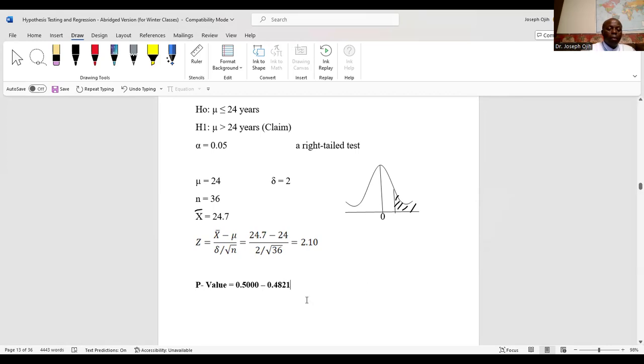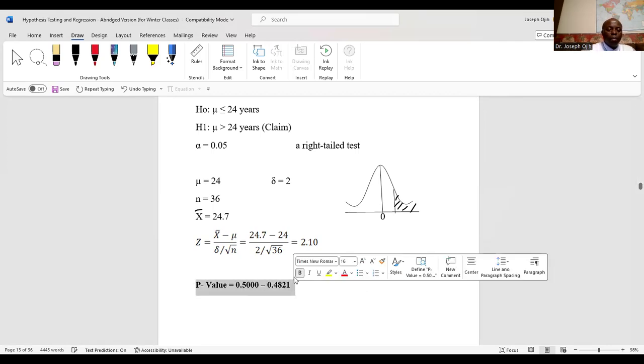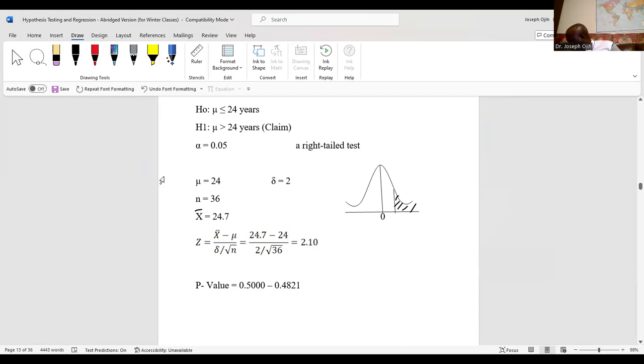0.4821. I want to make this unbold and make it 18. So that will give us the p-value. So the p-value is to get this on the table and find this from, subtract from 0.5. So let me write this down. P-value, 0.5 minus 0.4821. Okay.